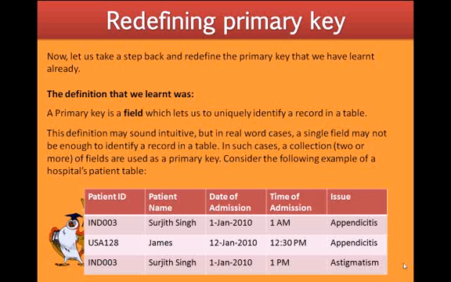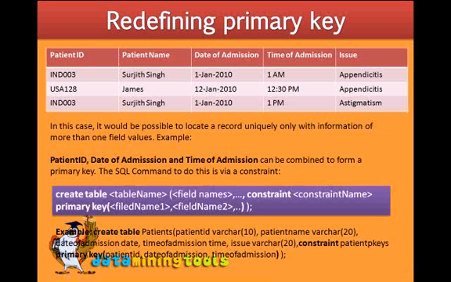For example, consider this hospital patient table. In this case, it would be possible to create a primary key which could be a collection of three fields such as patient ID, date of admission and time of admission. The SQL command to do this is create table, table name followed by fields, specify a constraint along with the constraint name followed by primary key and followed by the group of the field names you want to combine. In this patient table database, use the query create table patients followed by the fields, specify the constraint as constraint patient P key, primary key of three fields such as patient ID, date of admission and time of admission.